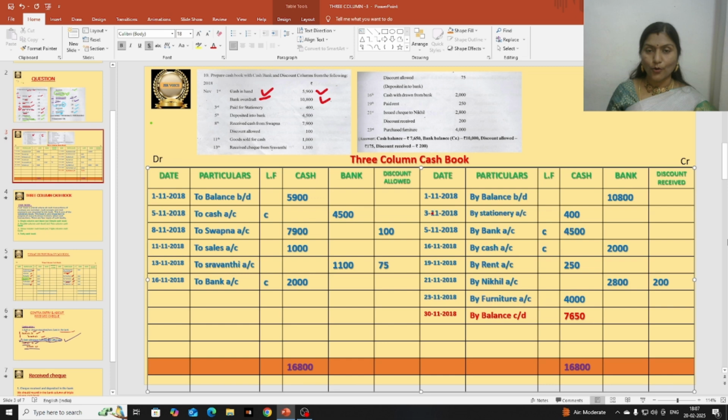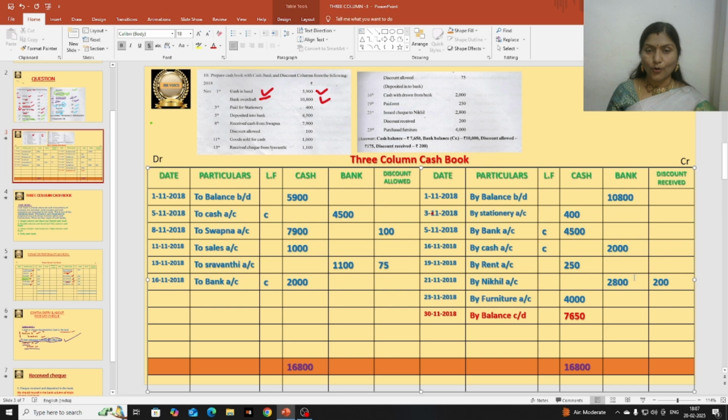Next, here we finished balancing the cash column. Let us balance bank also. Check here the bank debit side total as well as the credit side total. Let me do the debit side total first. In the bank column, on the debit side only two amounts are appearing, 4,500 and 1,100. So what is the total of that? 5,600.